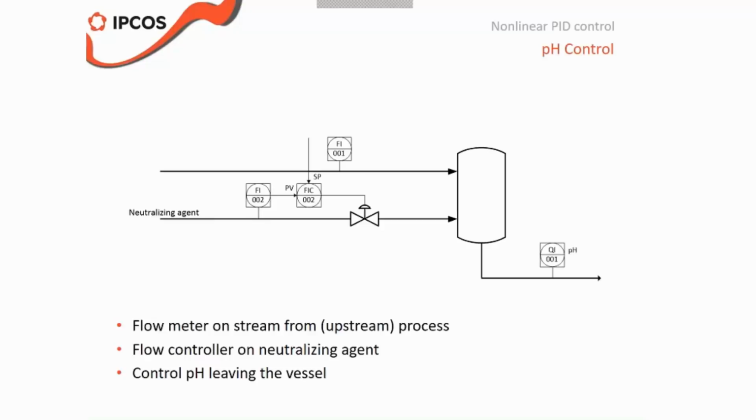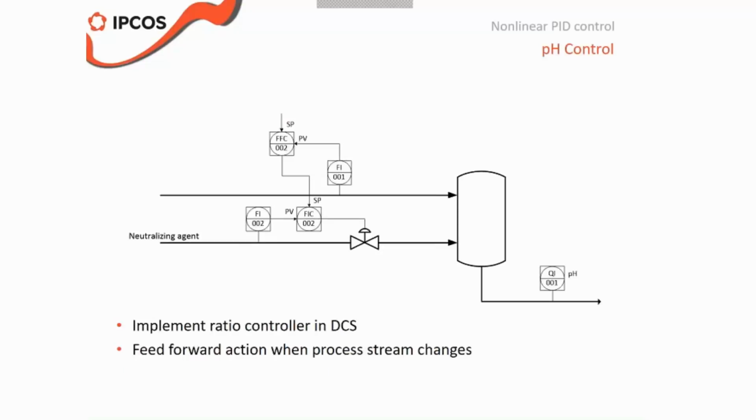Well, the first thing I would recommend then is build a ratio controller in the DCS. And this is a ratio between the stream from the, let's say, upstream process and the neutralizing agent. Why is it a good thing to do this? Well, the assumption is if the load through the unit is increased, that will change the flow from upstream, and you also probably need to increase the neutralizing agent by the same amount, by the same ratio, to maintain the pH. So you could say this is a kind of feed forward for when the feed to the plant changes.